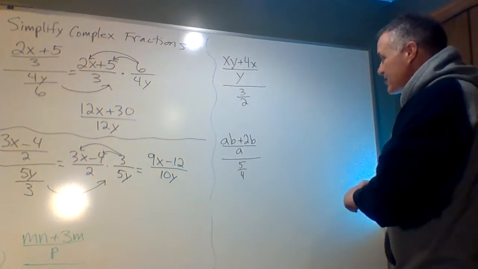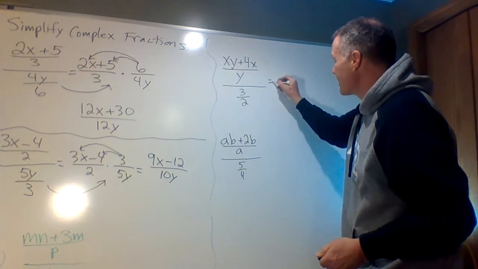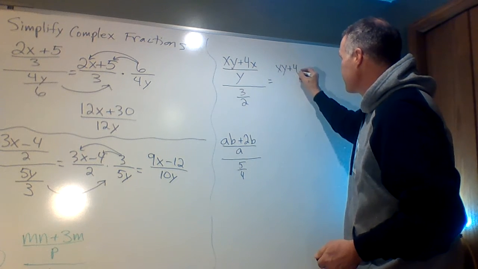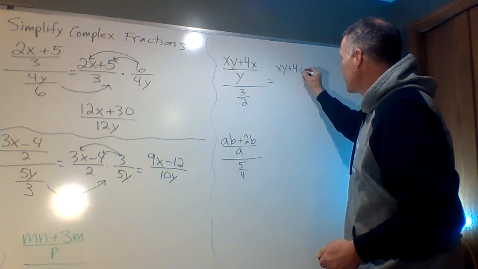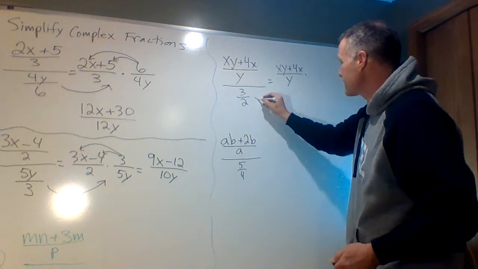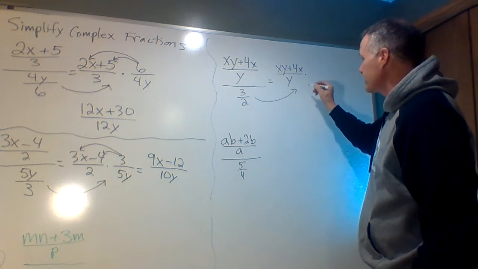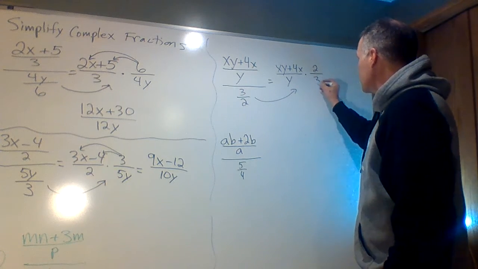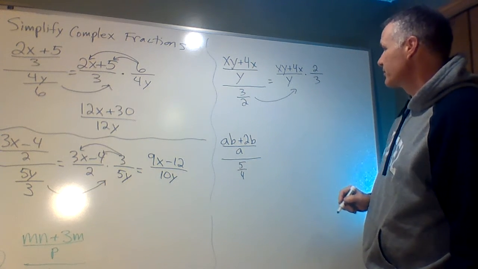So we're going to work with these. Do our best on these. These are a little challenging. They just have one extra step involved. What's nice is they start the same way. So again, the top stays the same, so xy plus 4x over y, times, now again, the bottom comes up and flips over. So 3 over 2 becomes 2 over 3. So we flip that over.